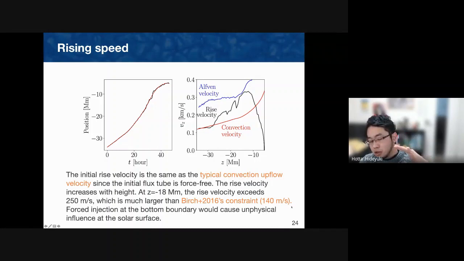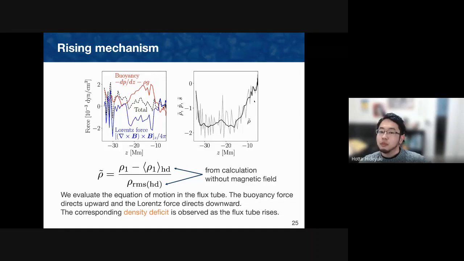Okay. So the next thing is, what caused this convection? I mean, what caused this rise velocity of the flux tubes? Sometimes I am asked that. Is it like a Parker instability, where magnetic fields cause flux emergence, or does convection cause the rise in velocity? In order to understand the cause of the rising process, we evaluate the equation of motion.